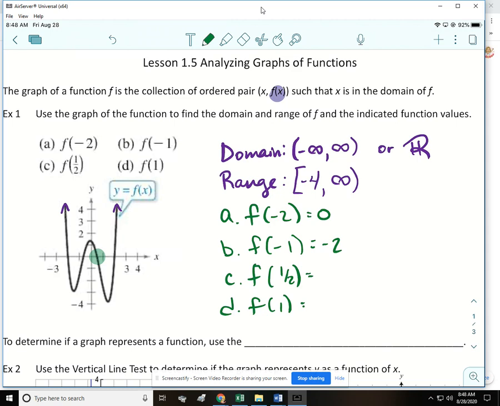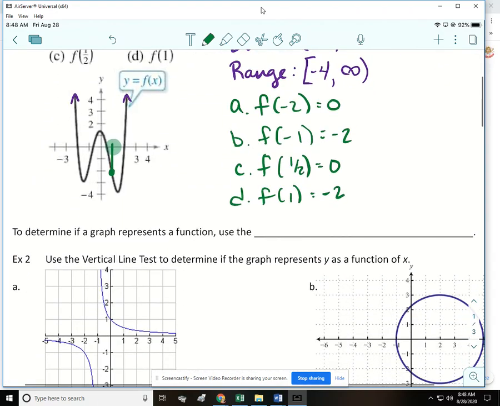All right, so f of 1/2 is easier to do than some of them because you can really tell that that's going to be where the function is equal to 0. f of 1 is slightly more difficult. So x is 1 here, so I'll go straight down. That looks like about -2 also, this point right here. But again, it's kind of hard to tell on this because there's no grid.